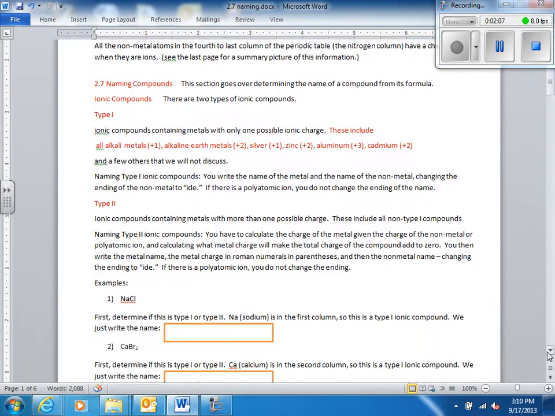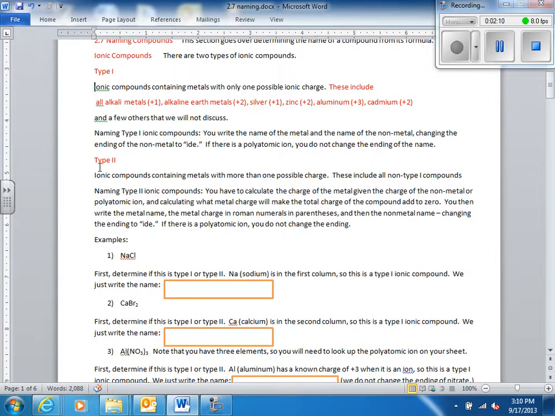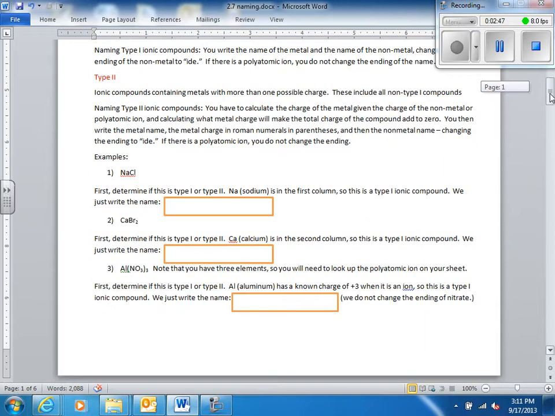Some background information here. Now, type 2 compounds, we don't know the charge because there's more than one possible charge. If you're not type 1, you are type 2. You're going to have to do something to calculate the charge. You calculate the charge, and then you write the name of the charge in Roman numerals, in parentheses, after the name of the metal. And then you just write either the nonmetal or the polyatomic ion. Now, in all of these names, the second element, if it's just two elements, will always have its ending IDE, unless we have an acid. There's all these exceptions in chem. Nothing is straightforward. Let's do some examples.